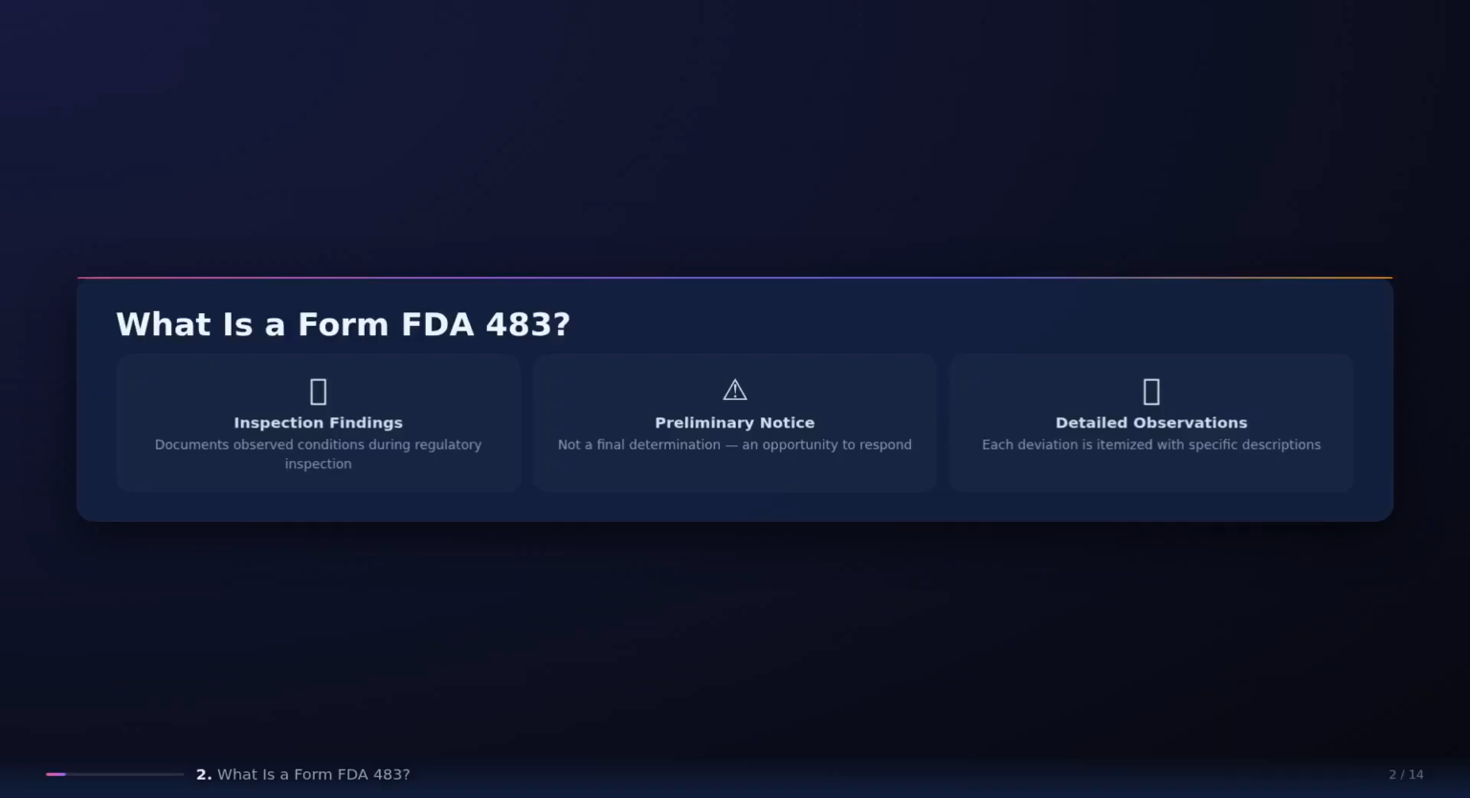Form FDA 483, officially called the Inspectional Observations Form, is issued by FDA investigators at the conclusion of an inspection when they have observed conditions that suggest a violation of FDA regulations. It lists each observation separately, describing the specific condition or practice that the investigator believes deviates from regulatory requirements. The form is not a final determination of non-compliance, it represents the inspector's preliminary findings. The recipient has an opportunity to respond before the FDA takes any further enforcement action.